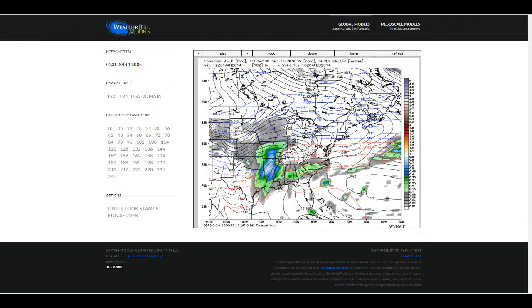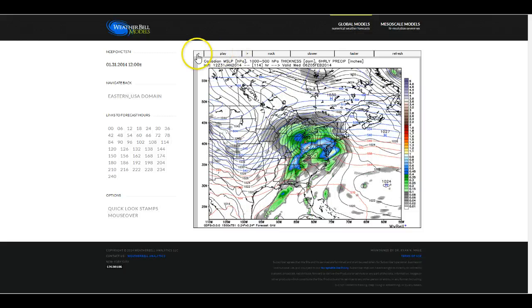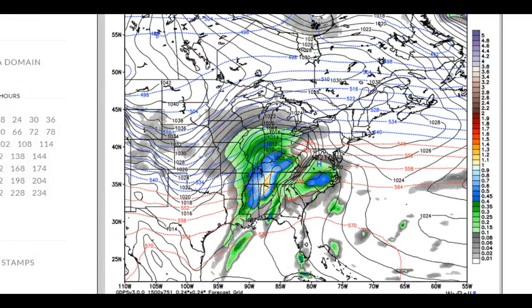Let's go to the Canadian. Okay, the Canadian is further south. Okay, it came in today. But the problem with the Canadian is the same thing. It's picking up on the same thing here. I'll stop it right there. That's the best image to pick up on. It's picking up on this as well.